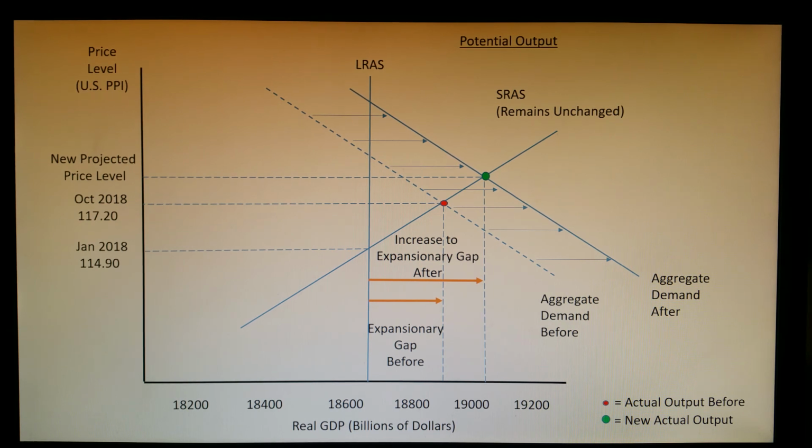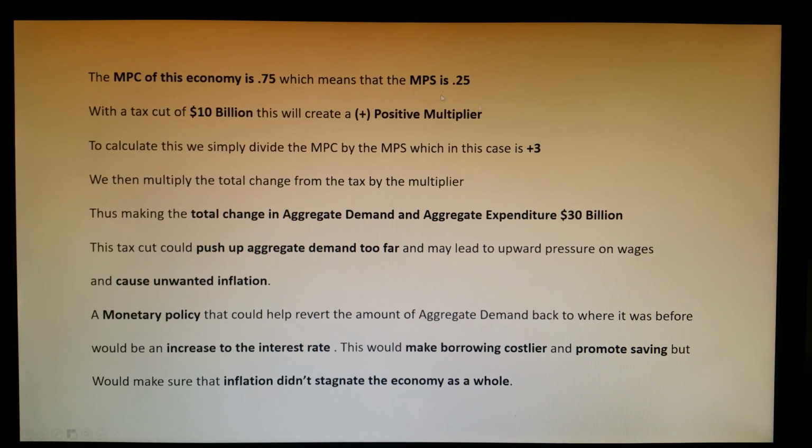The MPC of this economy is 0.75, which means that the MPS, or marginal propensity to save, is 0.25. With a tax cut of 10.5 billion, or 10 billion, this will create a positive multiplier. To calculate this, we simply divide the marginal propensity to consume by the marginal propensity to save, which in this case is +3. We then multiply the total change by the tax, which gives us a total change of 30 billion. The tax cut could push up aggregate demand too far and may lead to upward pressure on wages and cause unwanted inflation.